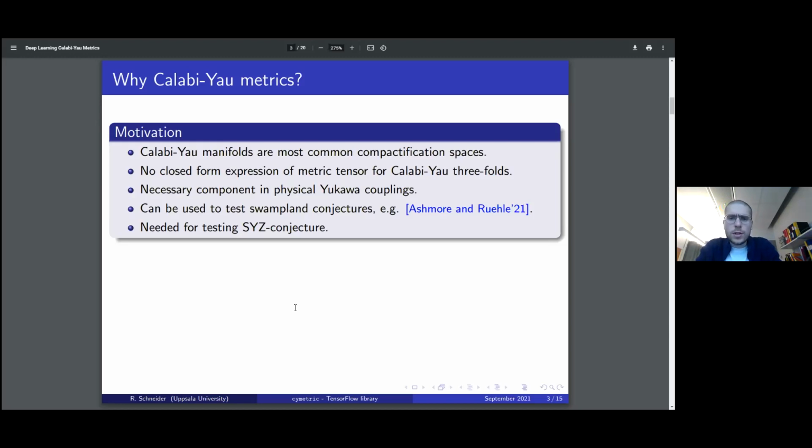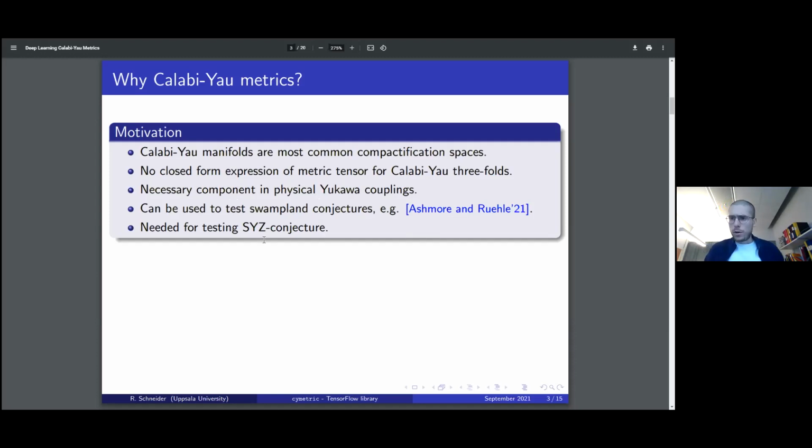The metric tensor itself, however, is very important in order to connect string theory with observable physics. So if we want to compute the physical Yukawa couplings, we will need this metric tensor. There has been some recent development, which you have heard about from Mosen and Matt in this string seminar series, where we can make topological statements about the Yukawa couplings. But in principle, to make a real connection with the low energy physics, we will need the metric tensor. It is also interesting for the whole Swampland program. For example, Ashmore and Röder at the beginning of this year published a paper where they were investigating the Swampland distance conjecture with numerical approximations for these Calabi-Yau metrics.